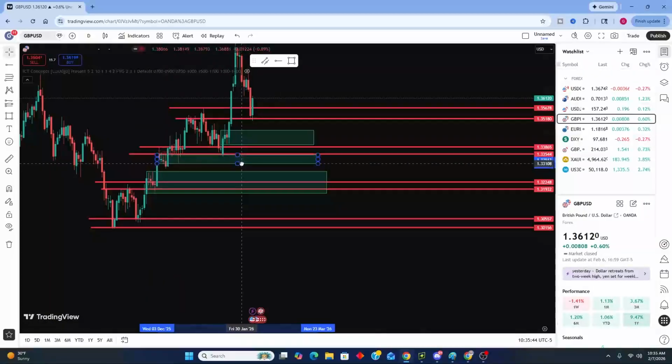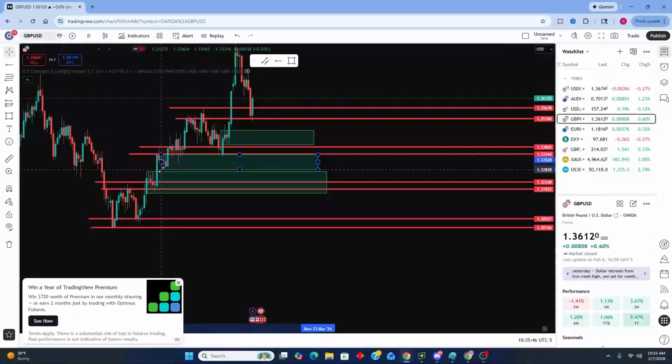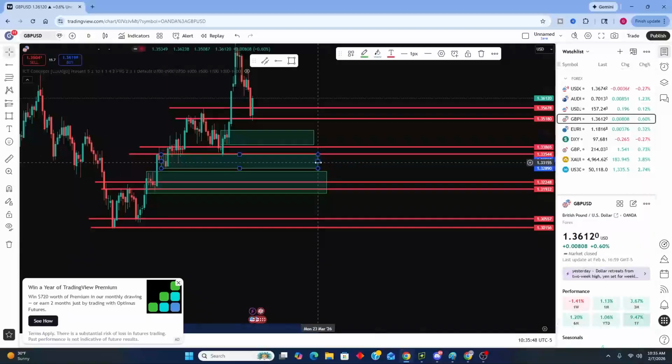Here's another one here. It's a lot more respected. It tapped into here and then price used it again. You understand? These are great supply zones. I mean, these are great demand zones.